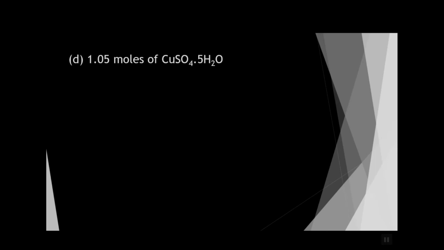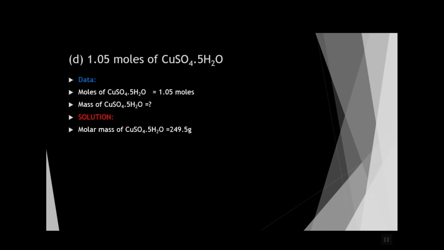Now D, 1.05 moles of pentahydrated copper sulfate. Now data, yes students, what is our data? Moles of copper sulfate dot 5H2O is equal to 1.05 moles, and mass of pentahydrated copper sulfate we don't know. So solution is molar mass of copper sulfate dot 5H2O is equal to 249.5 gram. Yes students, how do we calculate the molar mass of pentahydrated copper sulfate? We have already calculated it in the previous lecture, review questions of part 1.